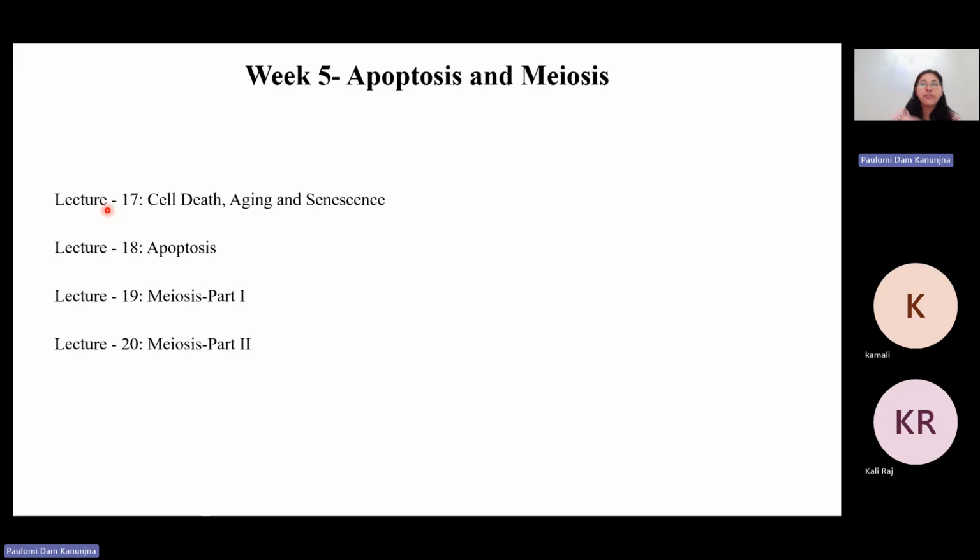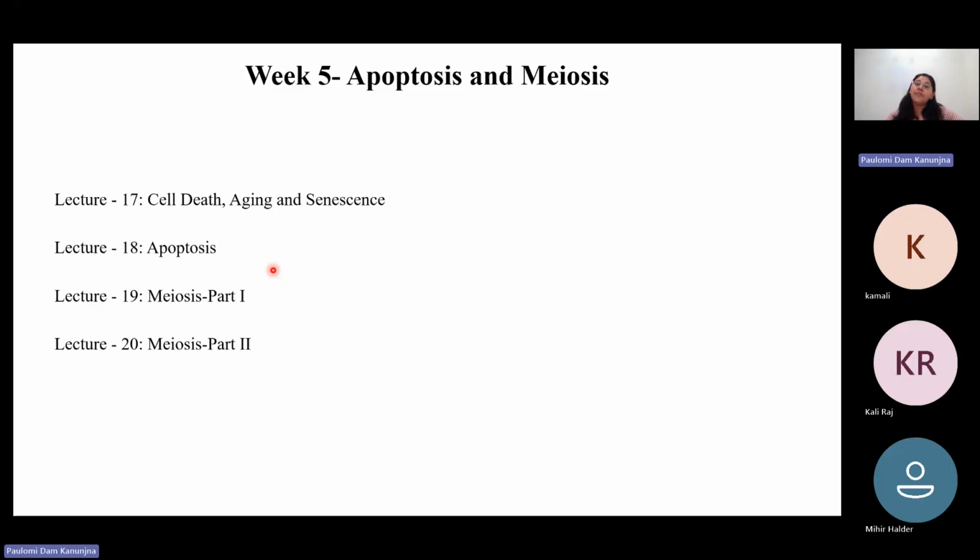The first lecture for this week had cell death, aging, and senescence. The second lecture was about apoptosis in general, and then there were 2 lectures for meiosis. We will be covering more about meiosis, but before meiosis, we will look into the cell death pattern. How does cell death take place? We know there is apoptosis and necrosis, and then we'll also look into cell aging and senescence. What is senescence actually, and what is the difference between senescence and apoptosis? And we'll do apoptosis a bit more in detail.